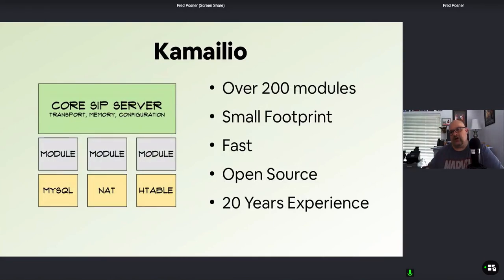It has a modular architecture based with a core and some internal libraries and a module interface that extends that functionality. We have over 200 modules. Now, because of this modular architecture, we have a very small footprint. And since what we do is SIP, we are extremely fast. Again, we're open source, 20 years of experience. We have an impressive extension repository, again, with more than 200 modules.